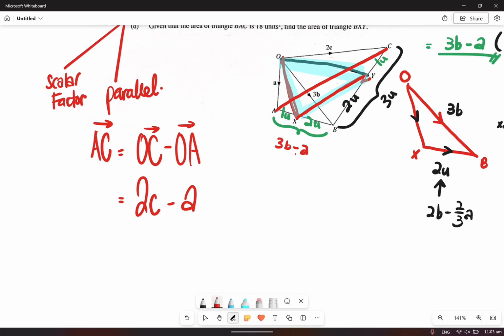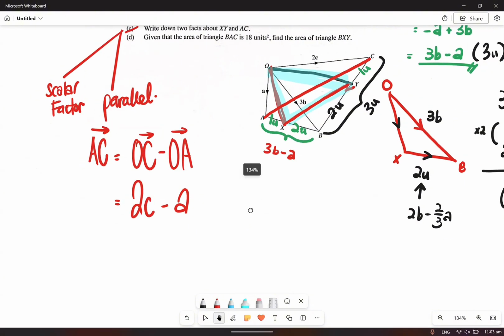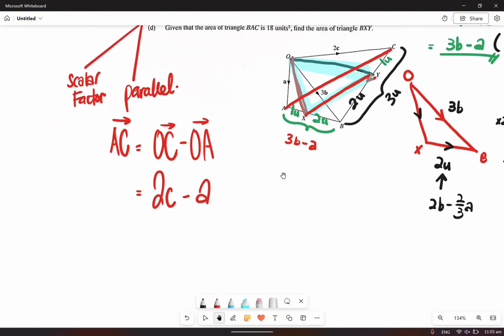Am I making sense? All right. Yeah, so that's basically it. That's my AC, right? Yeah, that's my AC. Understand or don't understand?